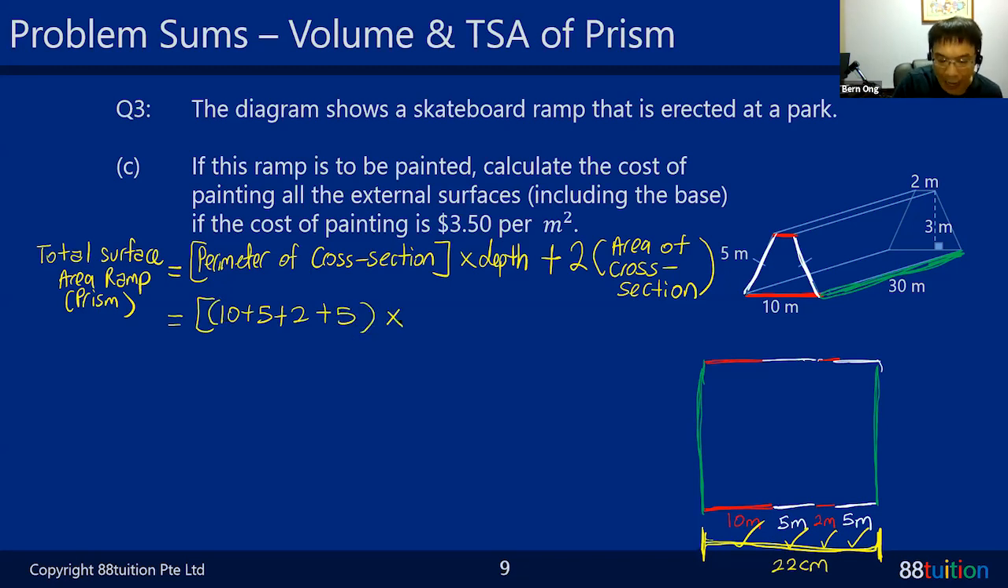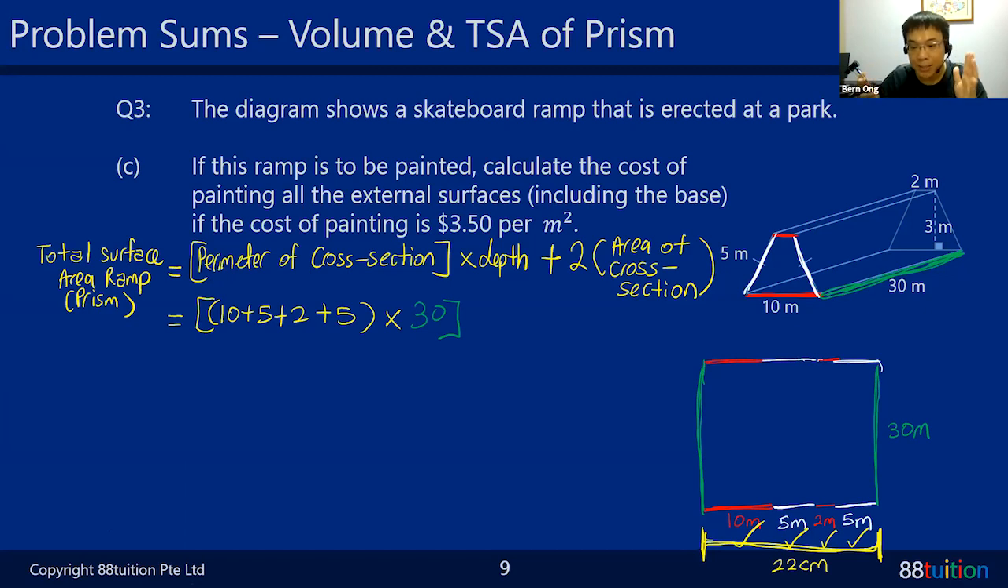times what? Times the depth. What's the depth? The depth is the green color line, which is the 30 meter here. Times 30. Can you see now? You're actually trying to flatten it to make it a rectangular piece. So you take the length times breadth. So you must do some imagination.